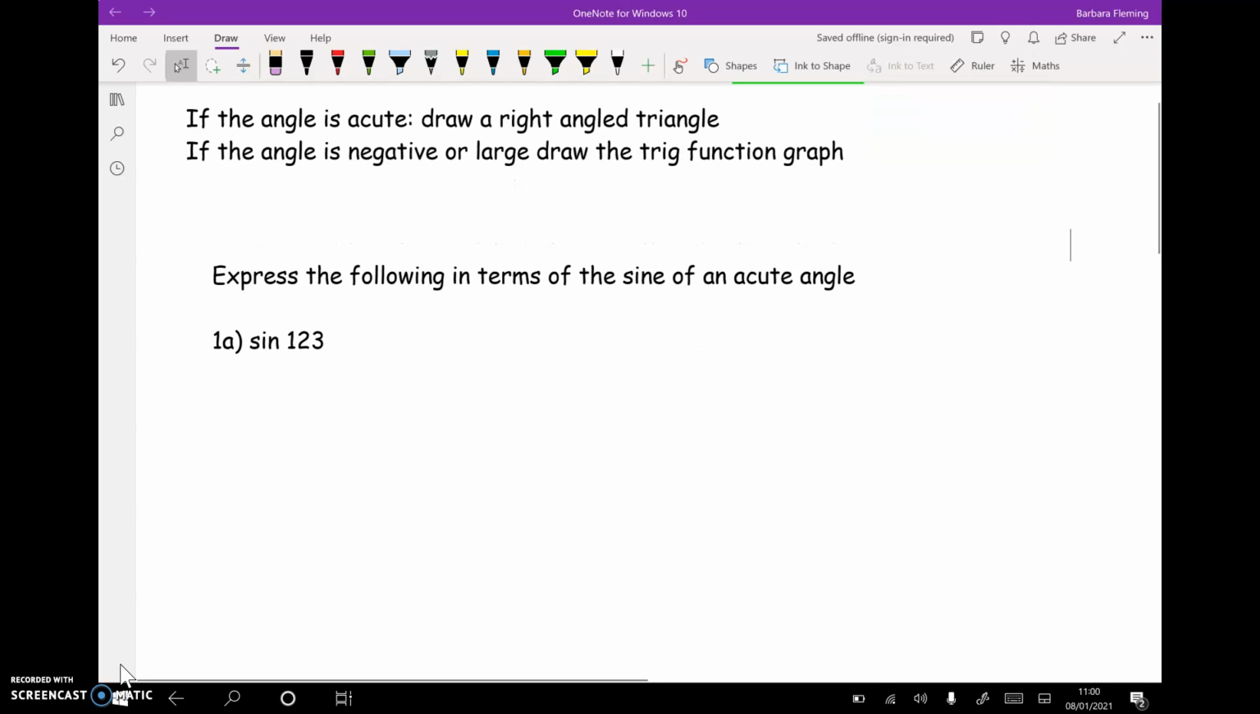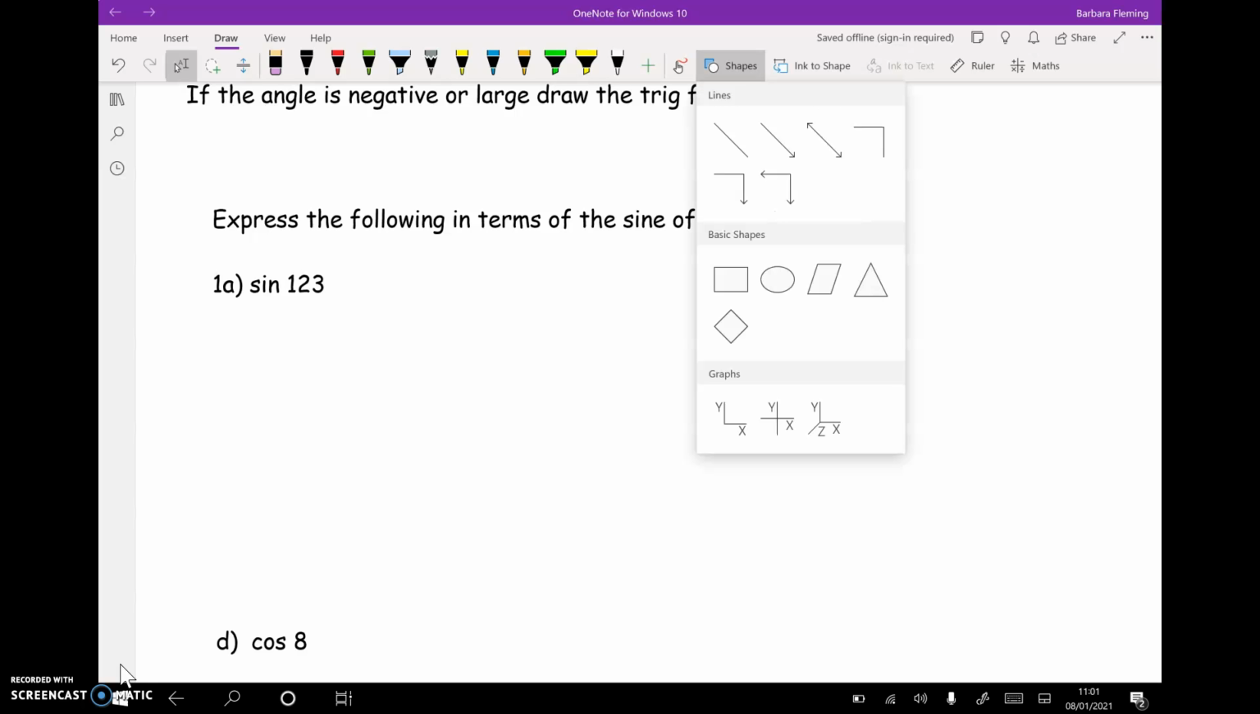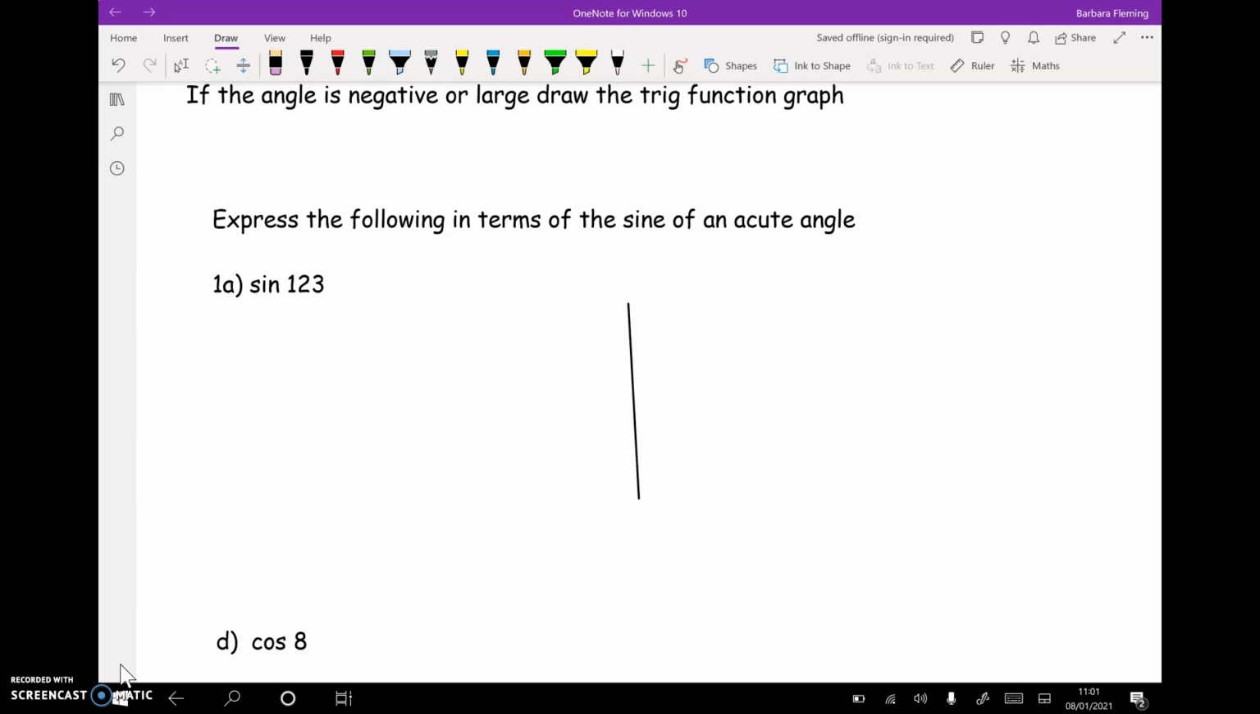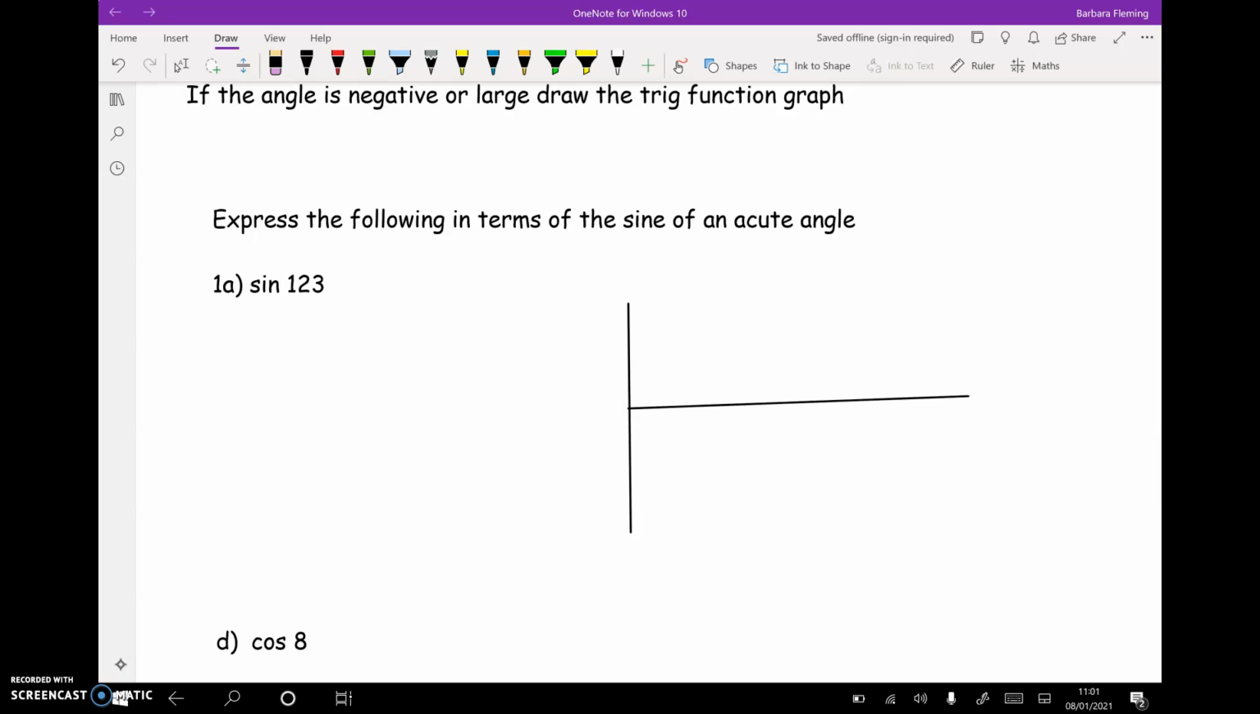So express the following in terms of the sine of an acute angle. So 1a, we've got sine 123, so that's definitely an angle that is larger than 90 degrees. So we're going to be drawing the sine graph. The bigger you draw this, the easier it'll be to see what's going on. It is just a sketch, but the bigger the easier.